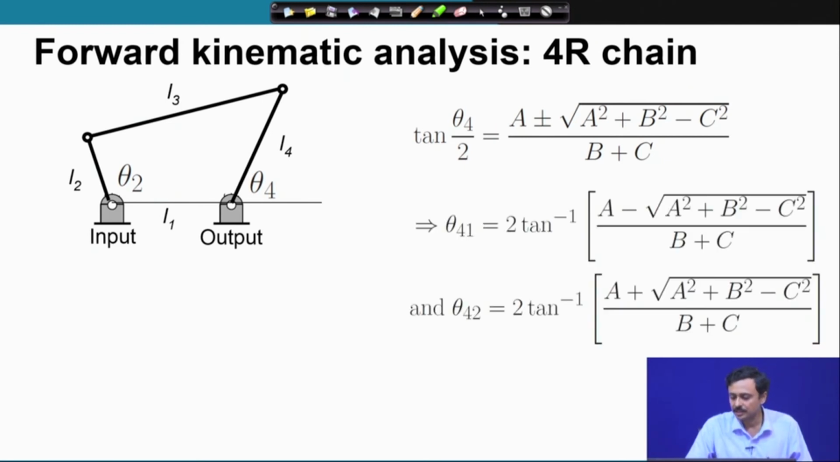So, there are these two possible solutions, theta 4 1 and theta 4 2, with this plus minus. So, I have taken them one by one. Here I have taken the minus, and here I have taken the root with the positive sign, and I do tan inverse. Now, this tan inverse is quite powerful. In most software and programming languages, this tan inverse is given in terms of a function called atan2.